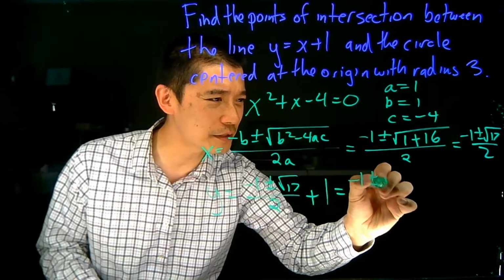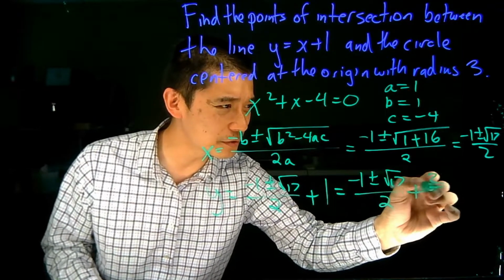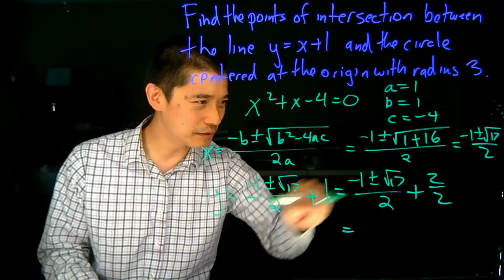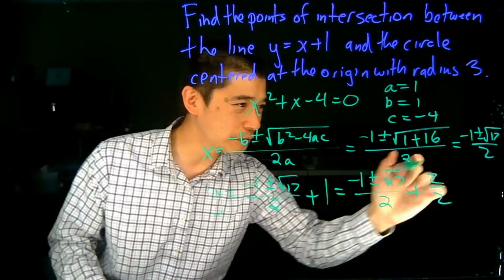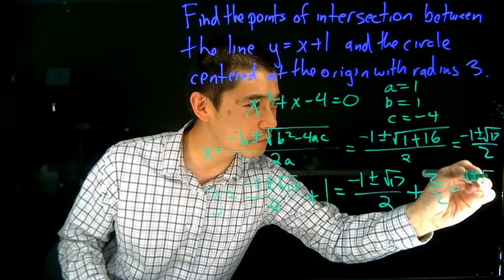Negative 1 plus or minus the square root of 17 over 2. We need to find a common denominator, so plus 2 over 2. And now that we have a common denominator, we can go ahead and do the arithmetic. I'm actually going to squeeze it in over here. So negative 2 plus 2 is plus 1. 1 plus or minus the square root of 17 over 2.